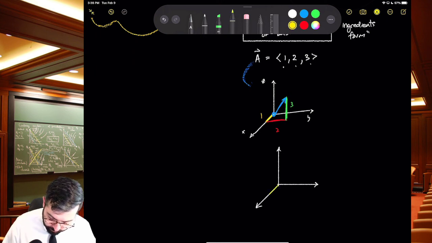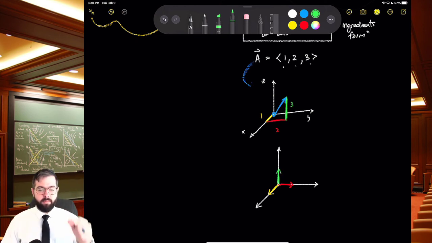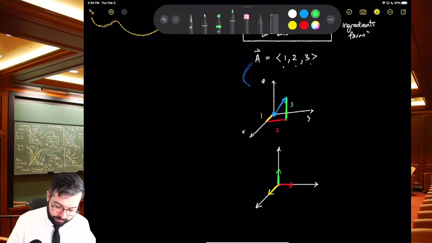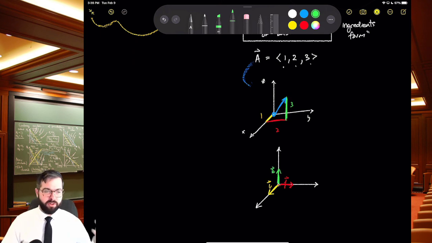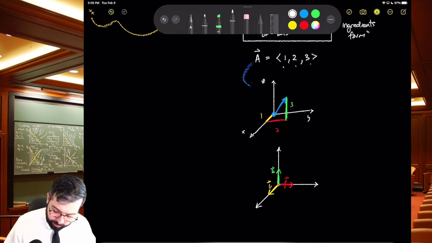Well, there are 3 special vectors that we give a name to. They go along the x, y, and z axis, and they have a length of 1. And we call them i, j, and k. Now, depending on your math history and your engineering notation, the names of these things are going to change. But just know, for the most part, this is what we're going to call them. And so these are the standard basis vectors.